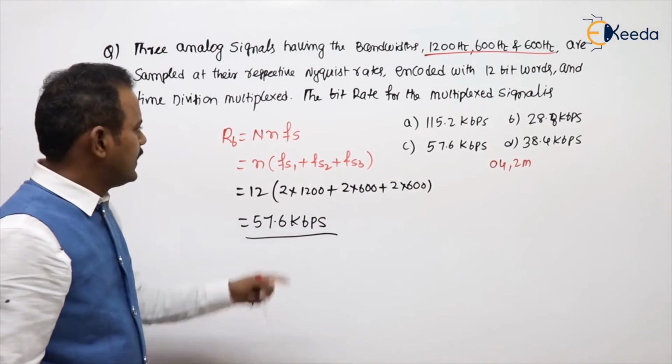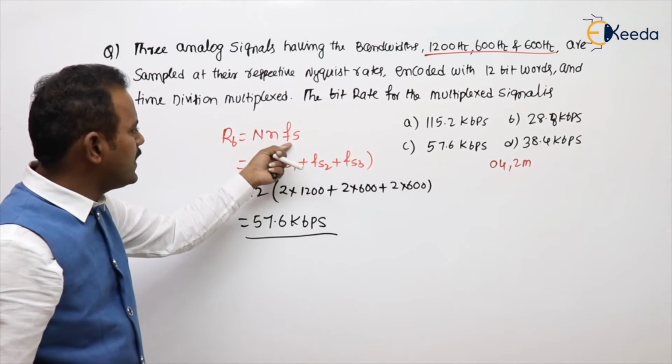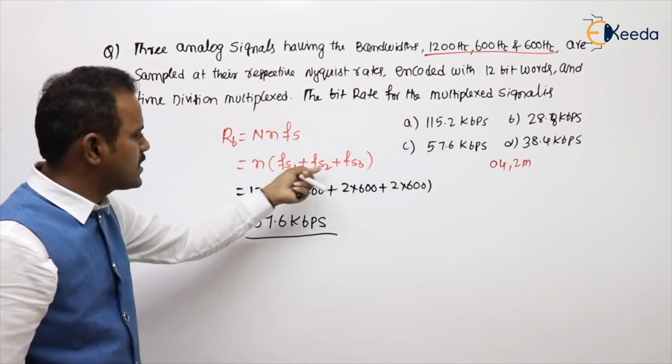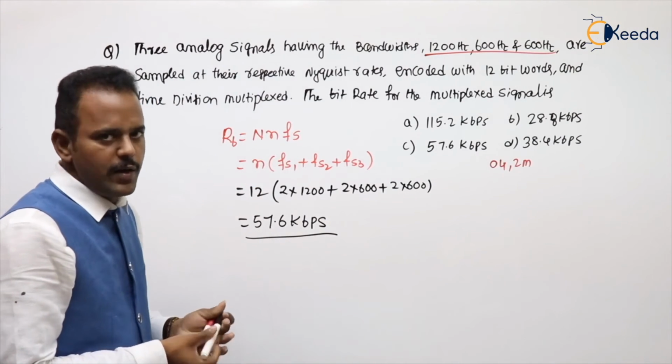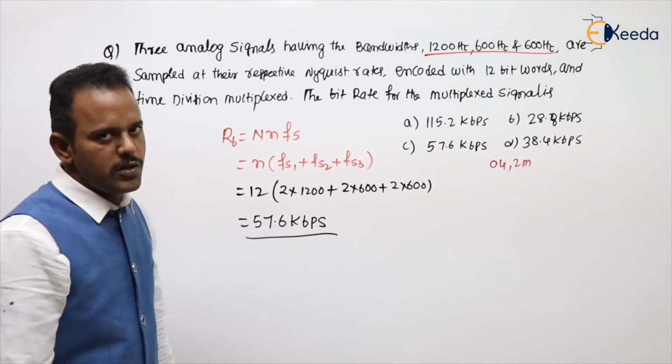A regular model. If all have the same bandwidth, the same sampling rate will come; if different, it means different intake. Sometimes a small n value may or may not be given. If not given, it is 1. But here he gave 12-bit words, so 12.